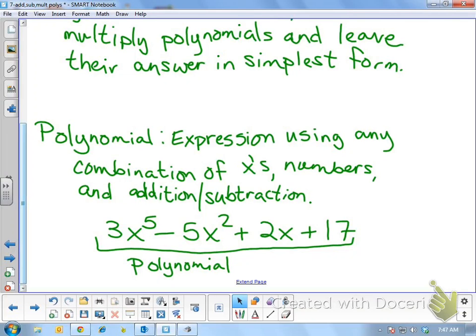I could have done any combination. There's an infinite number of polynomials. So I could have said 10x, that's a polynomial. I could have said 15, that's a polynomial. I could have said 7x to the 4th minus 2x plus 100. That's a polynomial. Any combination of x's and numbers, using addition or subtraction.